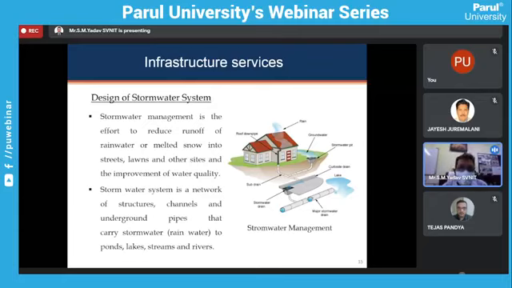And who looks after it? So water resources engineers look after the design and execution of the stormwater drainage system, and at the same time the stormwater management system. Stormwater management is the effort to reduce runoff of rainwater or melted snow into streets, lawns and other sites, and the improvement of water quality. A stormwater system is a network of structures, channels and underground pipes that carry stormwater, that is rainwater, to ponds, lakes, streams and rivers.